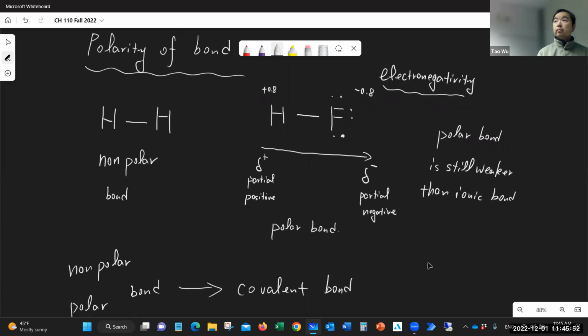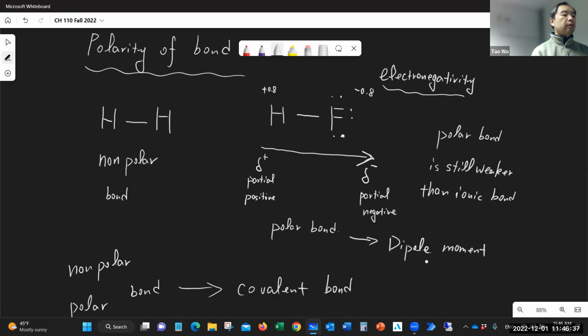Are you clear? Okay, so here it is telling you why we have a polar bond and why we have a nonpolar bond. Once they have a polar bond, see, this trend we talk about, we write an arrow here. This trend has a special name. It's called the dipole moment.